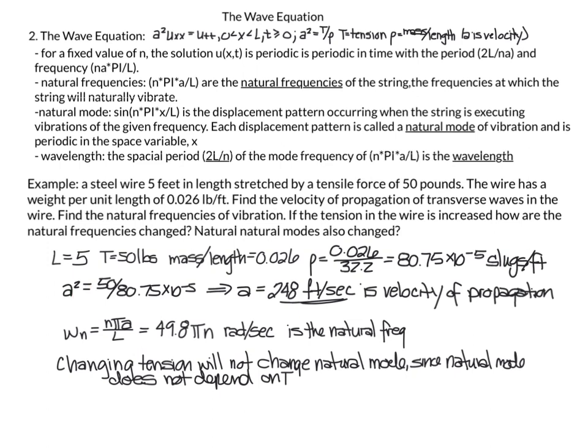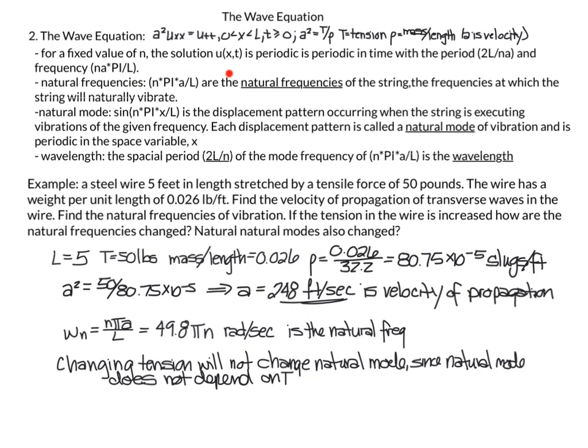So a squared here we see as T over rho, and we also have noted that a is a velocity. So a squared is equal to 50 over our rho, which gives us a equal to 248 feet per second. And again, this is the velocity of the propagation of the wave.